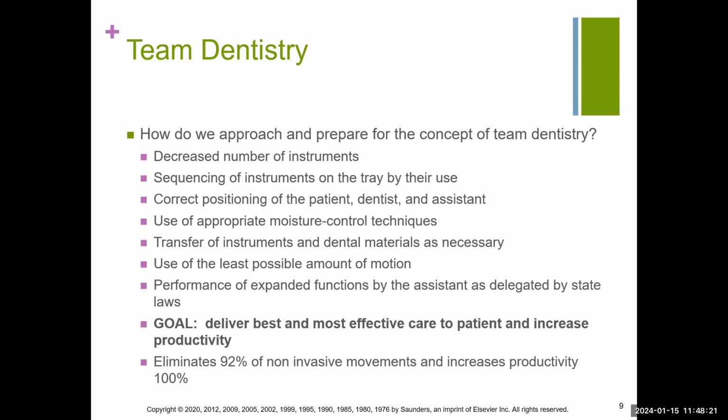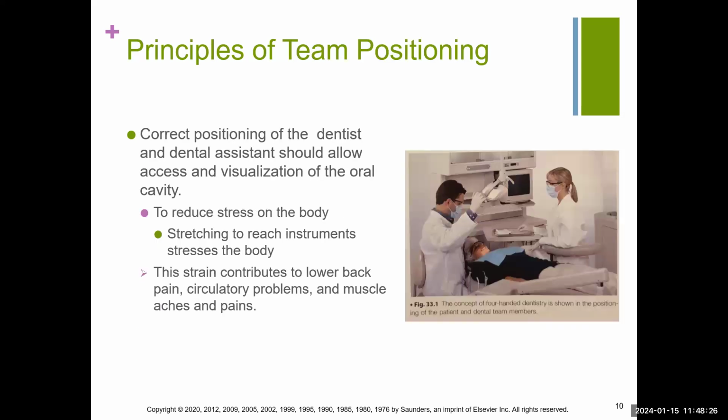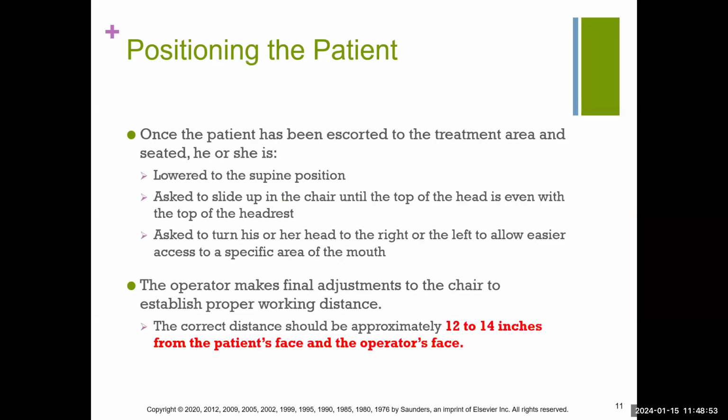This eliminates 92% of non-invasive movements and increases productivity by 100%. Okay. And of course, we want to reduce the stress on the body. We want less reaching. Remember, we talked about class movements. The higher the class grade, the bigger involvement of the body in the movement. So we always want to do our best. Obviously, ideal is class 1 movement. We want just fingers, but of course, we have to deviate, use our wrists. We want to avoid moving the actual torso, the twisting. We want to avoid those issues so that you don't have problems later.